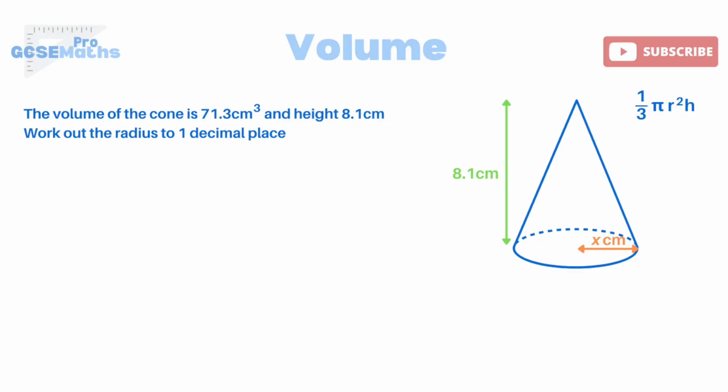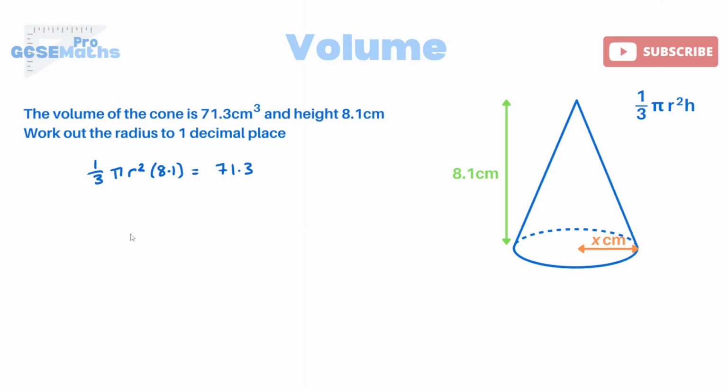Okay, as we've done with all the other ones, if you know how to work out the volume, you also need to know how to use the volume to work out one of the original dimensions. So the volume of the cone is 71.3 centimeters cubed, and the height is 8.1 centimeters. Work out the radius to 1 decimal place. So we've got our formula. Let's set it up with what we know. 1/3 pi, we've obviously got. The radius we don't know, so leave that as r squared. The height we do have, 8.1. And I can put that equal to 71.3 because I do know what that is.